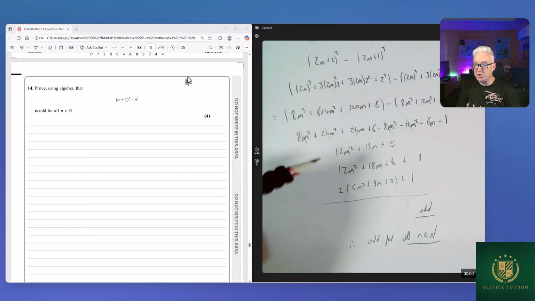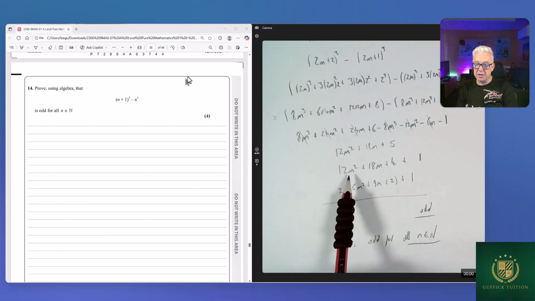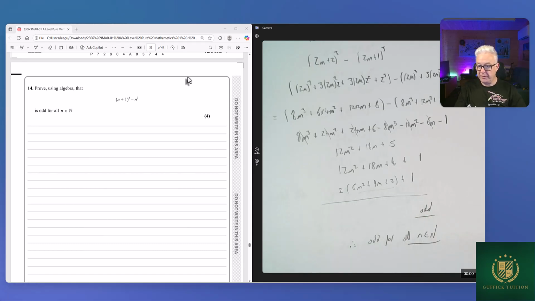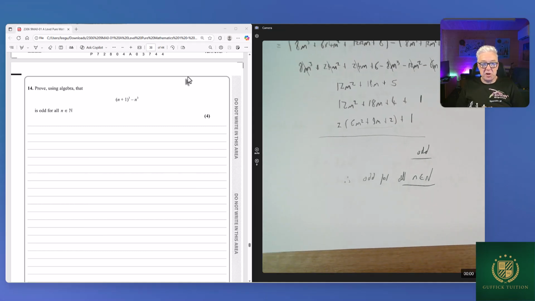Now, there's various ways you can deal with this. I've chosen to rewrite 5 as 4 add 1. So that's enabled me to write that this whole thing is 2 times something add 1, and therefore odd. Perfect. And then we've now proved that the expression is odd for all even numbers. We've proved that the expression is odd for all odd numbers. So therefore, by definition, it is odd for all n that is a member of the set of natural numbers.